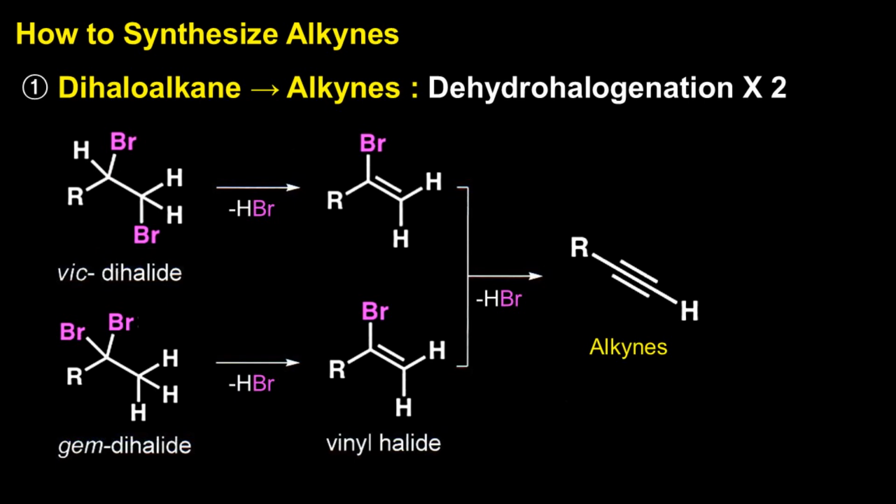First, we eliminate one equivalent of HBr and get a vinyl halide. Then we eliminate again from that vinyl halide, and that gives us a carbon-carbon triple bond. And this works for both vicinal and geminal dihalides. As long as you've got two halogens and a strong enough base to pull out both equivalents of HX, you can drive the reaction all the way to form an alkyne.